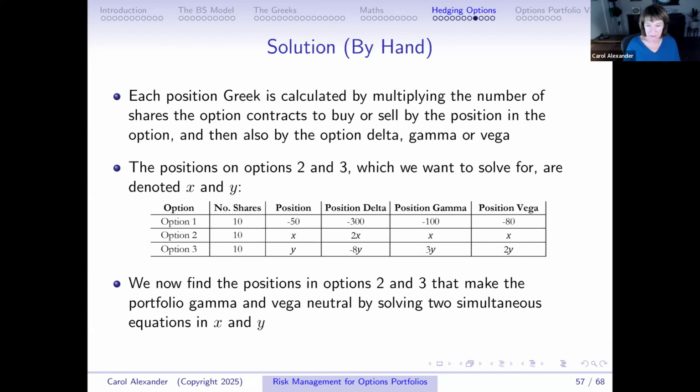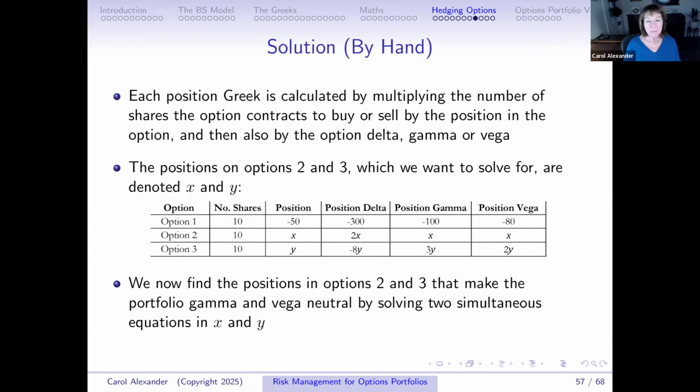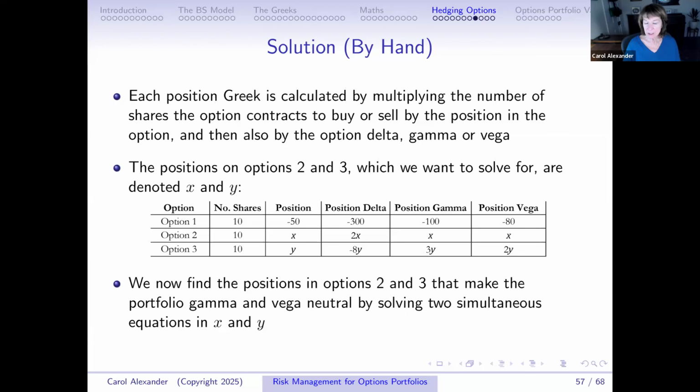And the position delta is minus 50 times the delta, which is 0.6, times 10 as well. That's using our position Greek formula. And for the gamma, we've got minus 50 times the gamma times 10. And that is minus 100, and so on and so on.